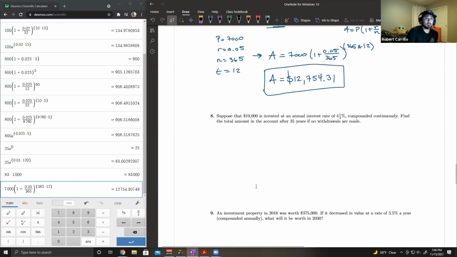All right. Again, just look at what the question's asking and you will know which formula to use. So in 8, it says suppose that $10,000 is invested at an annual interest rate of 4.25%. I hate how they write it like that. Compounded continuously. So see those words? Compounded continuously means we get to use our best friend, Pert. Find the total amount in the account after 35 years if no withdrawals are made.